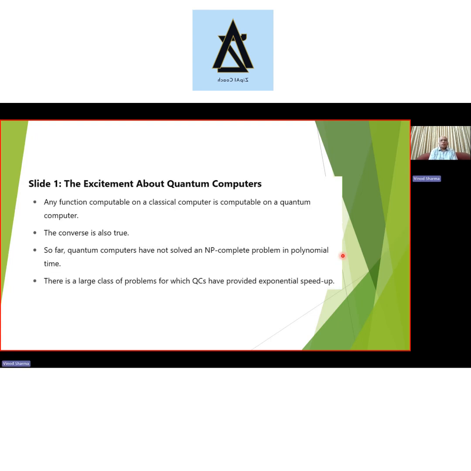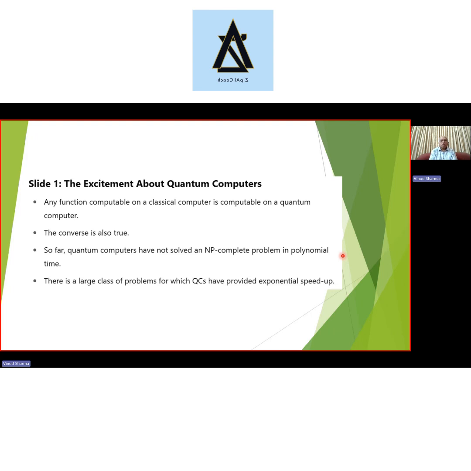Now, let's first talk about what all this noise about quantum computers is. Every day we are hearing new news about quantum computers and what they can do. But let's first clear a few things about it. Any function computable on a classical computer is computable on a quantum computer as well. The converse is also true. That means any function that is computable on a quantum computer can be computed on the classical computer.